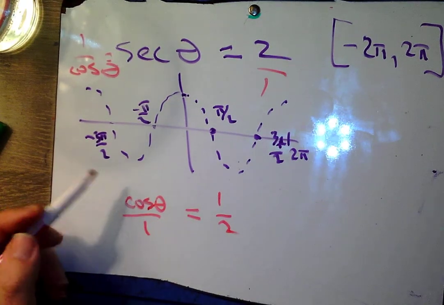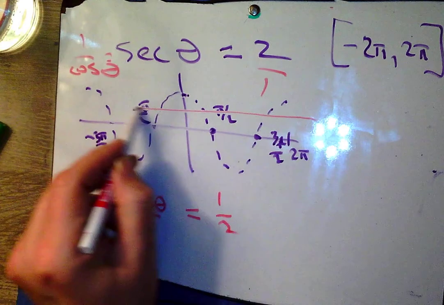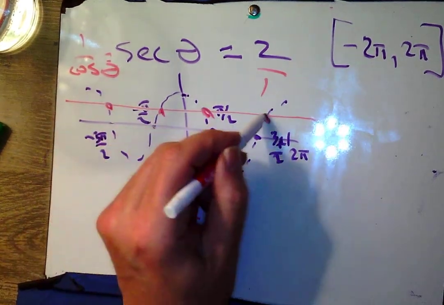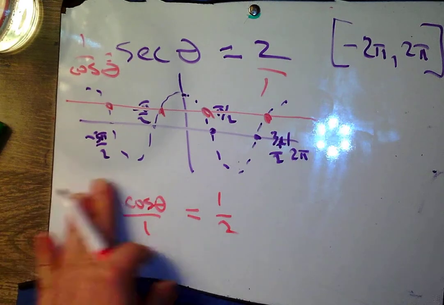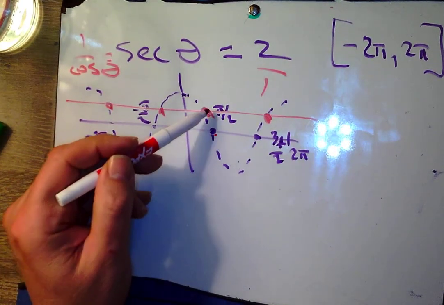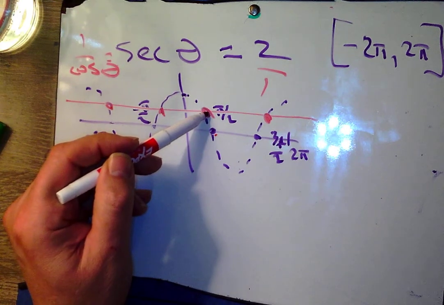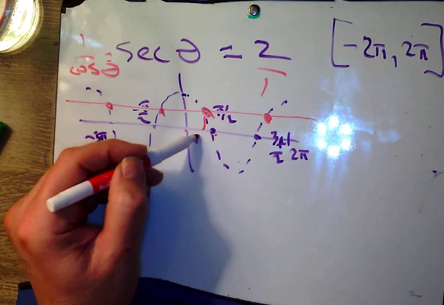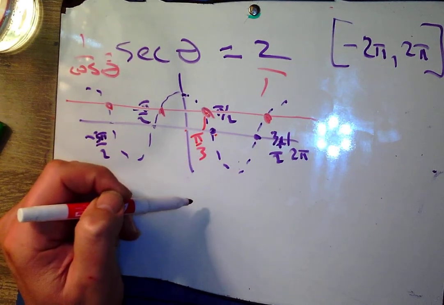And when does cosine equal 1/2? Well, here's cosine. Here's equal to 1/2. Again, I have 4 solutions. And if I think about it, where between 0 and pi over 2 is cosine, the x value, 1/2? Well, that happens at pi over 3.